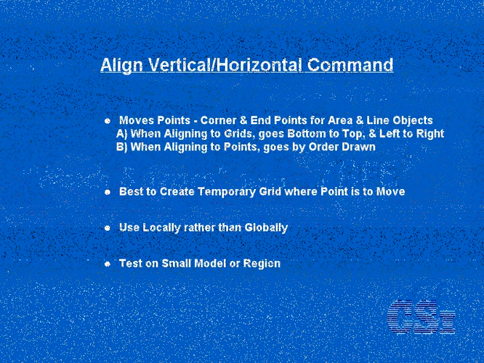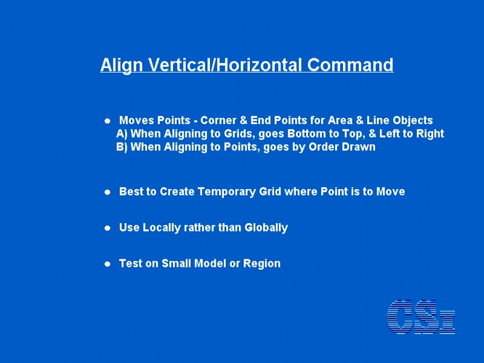This tutorial will show some of the nuances of using the Align Vertical Horizontal command, a powerful command that allows you to align points to either grid lines or to other points. What this command moves and aligns is points. If you select an area object, it will align the corner points. If you select a line object, it will align the end points.